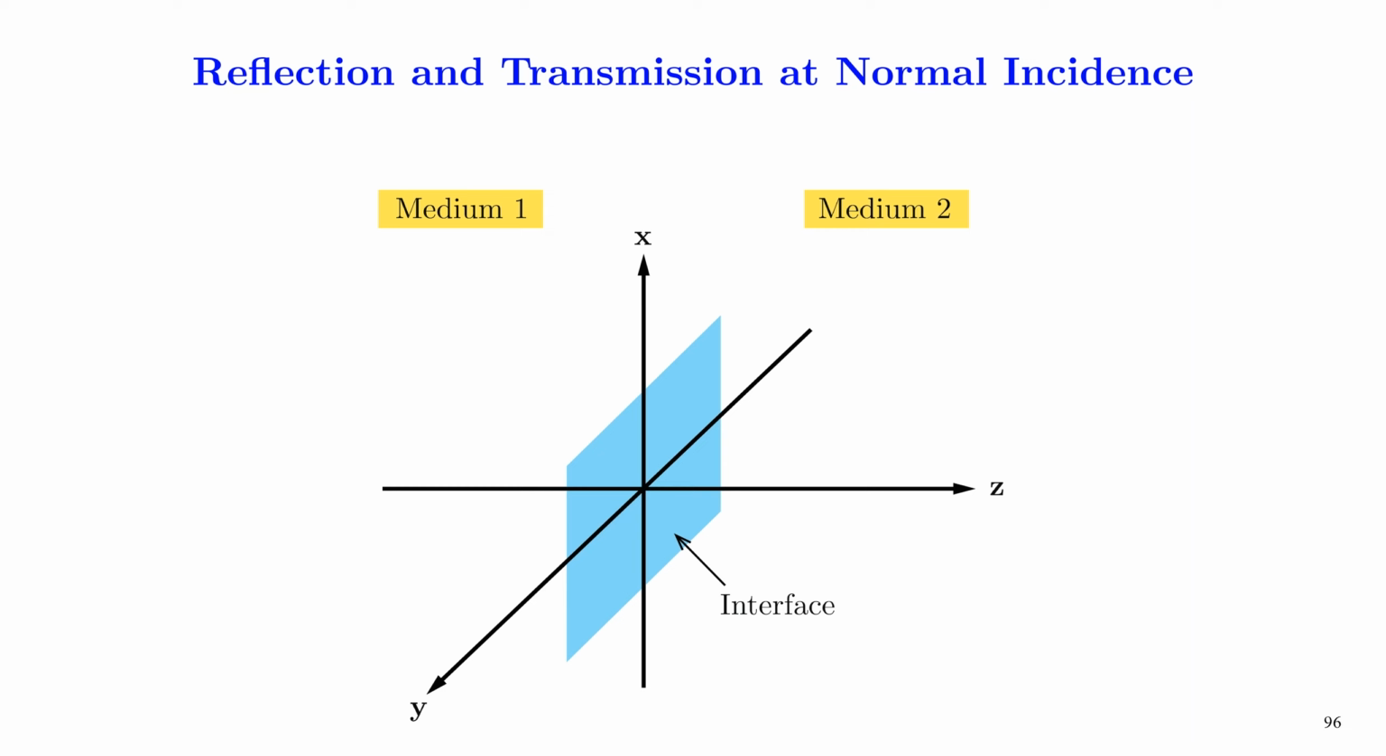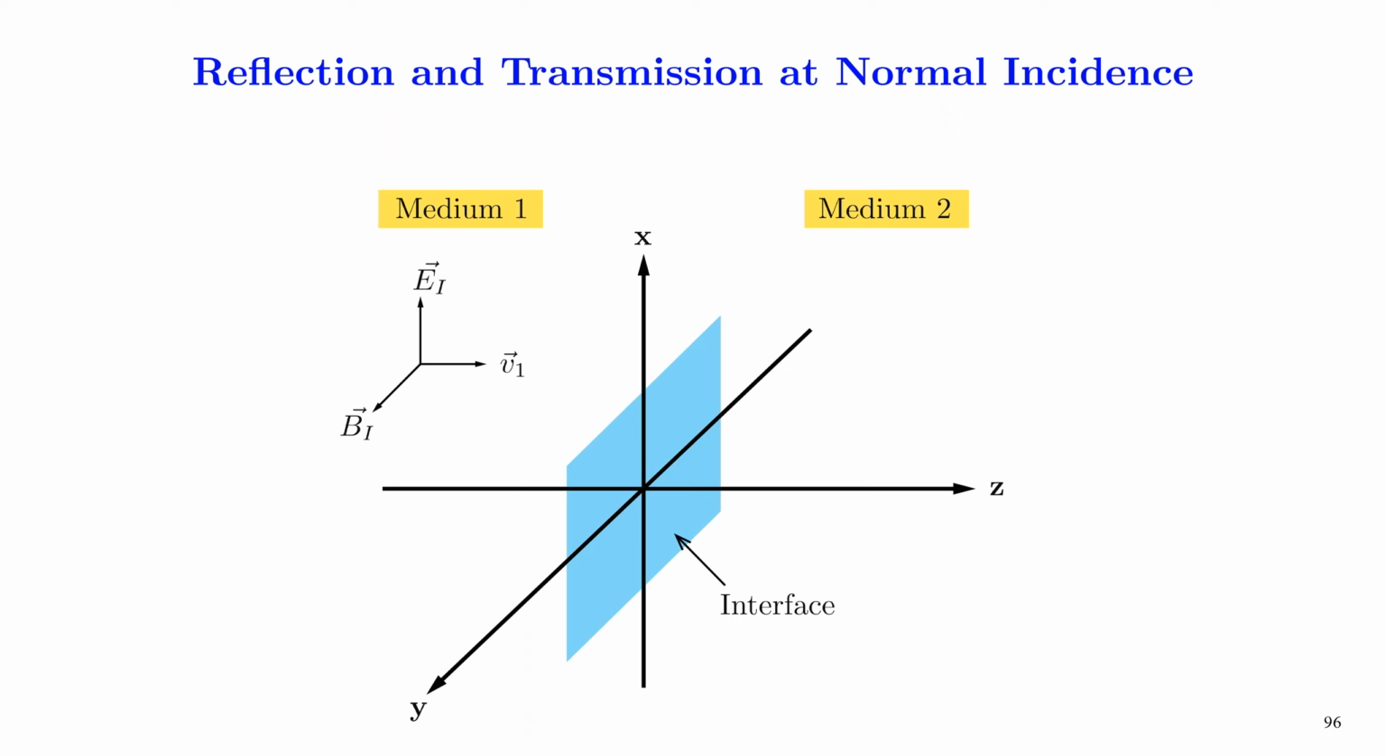During its traverse from medium 1 to medium 2, the electromagnetic wave can be reflected or transmitted according to the material parameters of the two media, that is epsilon and mu. We are studying the case of normal incidence, that is the propagation of the electromagnetic wave is along the plus z direction, normal to the interface.